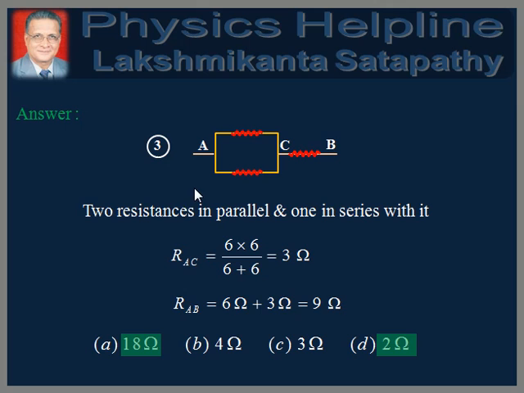In the third case, between the points A and C, we have got two 6 ohm resistors in parallel. Therefore, RAC = (6 × 6)/(6 + 6), which is equal to 3 ohms. Therefore, resistance between the points A and B is RAB = 6 ohms + 3 ohms, which is equal to 9 ohms. We observe that none of the options is equal to this result.